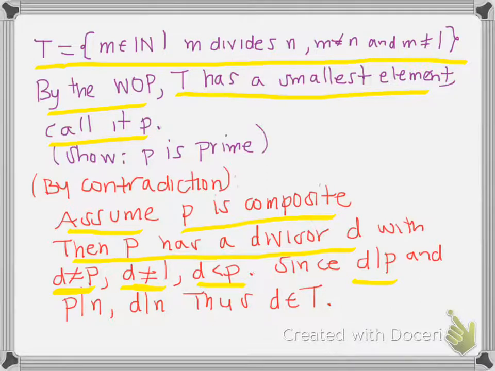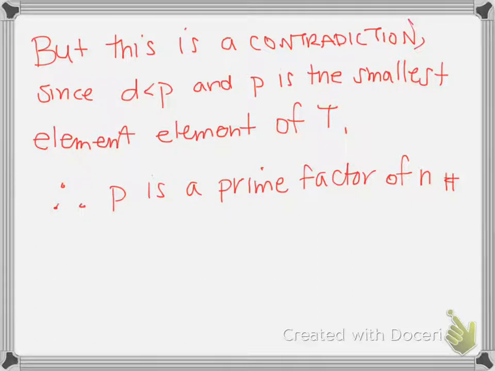Well, since D divides P and P divides N, because we're calling P that smallest element in our set that divides N, that's not N or 1, then we did a proof that says D divides N, okay? I think we did: A divides B and B divides C, then A divides C. Well, thus that means D belongs to our set T as well, right? But this is a contradiction, since D is less than P, and we already stated by the well ordering principle that P is the smallest element of T. Therefore, P is a prime factor of N, okay?